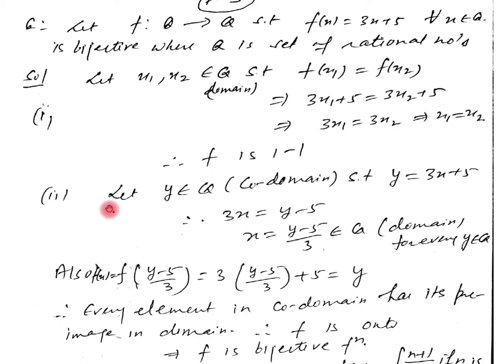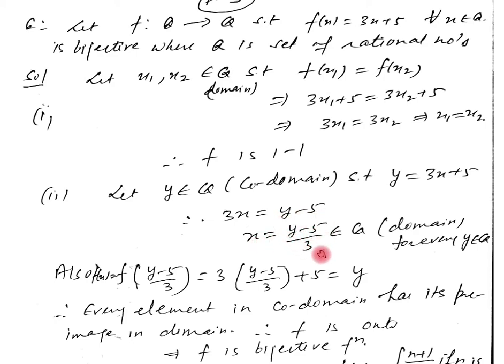Similarly, as the second step, we have to prove that the function is onto. What method can we take? We can take any arbitrary element from the codomain, and for that we prove that it must have its pre-image in the domain whose image is equal to y. Then you can say the function is onto. Let y belong to Q, the codomain, such that y equal to 3x plus 5. Then in the next step, we always have to express x in terms of y. Now x equal to (y minus 5) by 3.